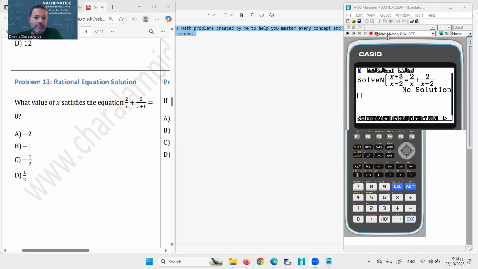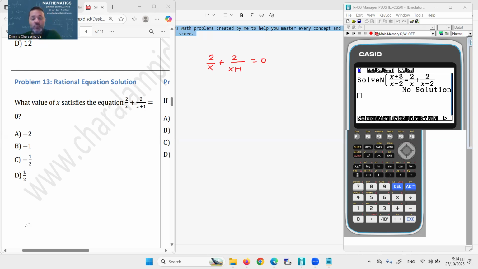Exercise number 13. It's a rational equation. What value of x satisfies the equation? Let me write it again: 2 over x plus 2 over x plus 1 equals 0.